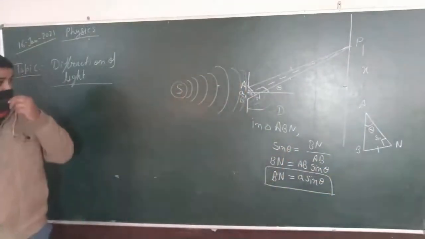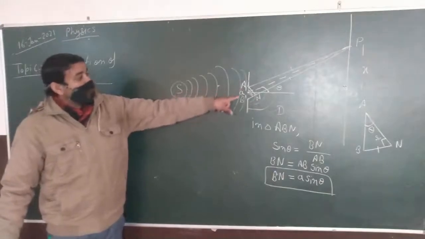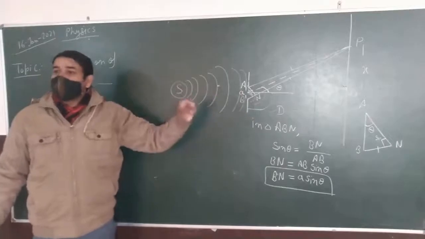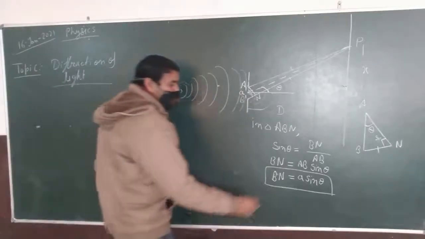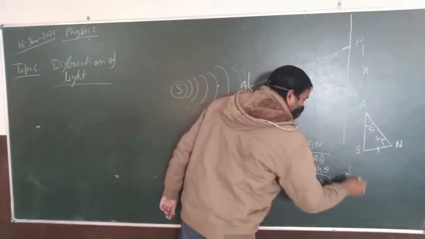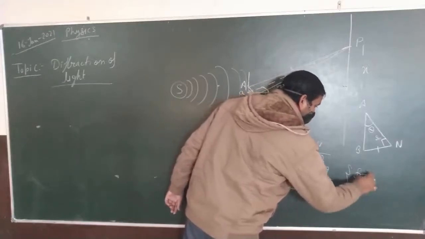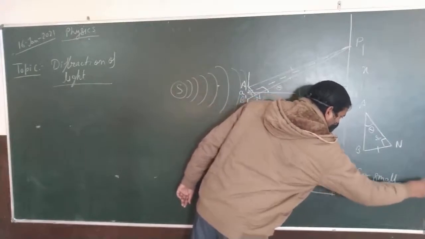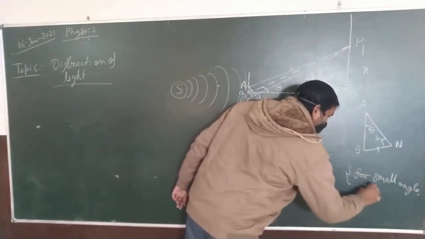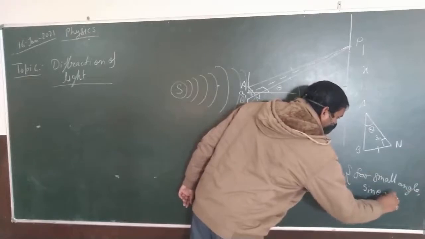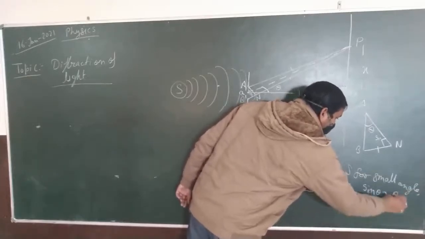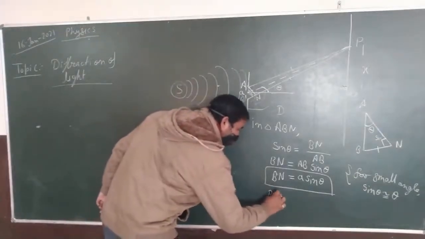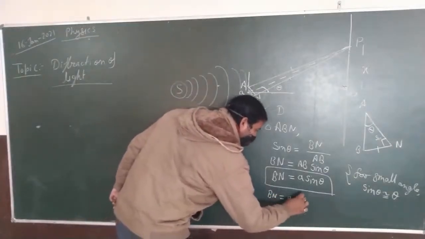Okay. Now, because the distance between the slits A and B is very small, in millimeters, for a small angle, sine theta is nearly equal to theta only. Clear? Therefore this BN is equal to a theta.